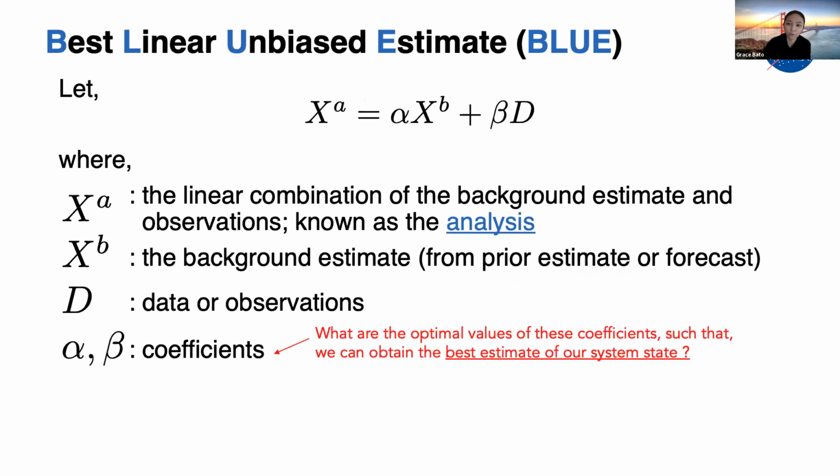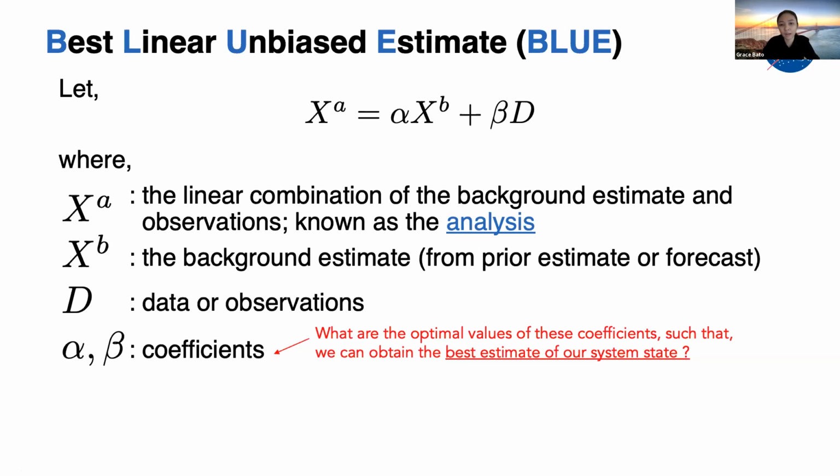So remember, our goal is to combine all the pieces of information that we have and their relative uncertainties to obtain the best estimate of the state. And if we assume that the linear combination of the background estimate and the data is the best estimate, then we can write it in this form. So here xa is the best estimate. It's called the analysis. And if the observations and the background estimates or your model simulations have the same uncertainties, then obviously you can just take the average.